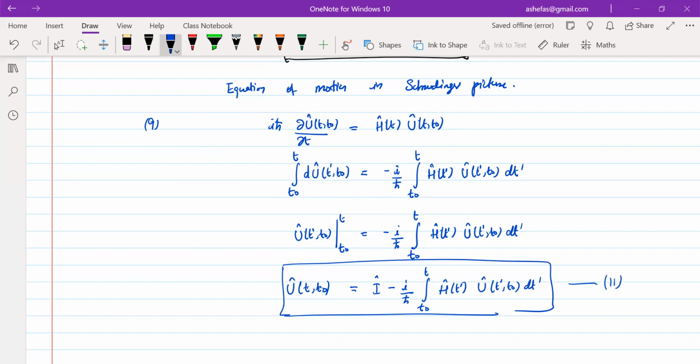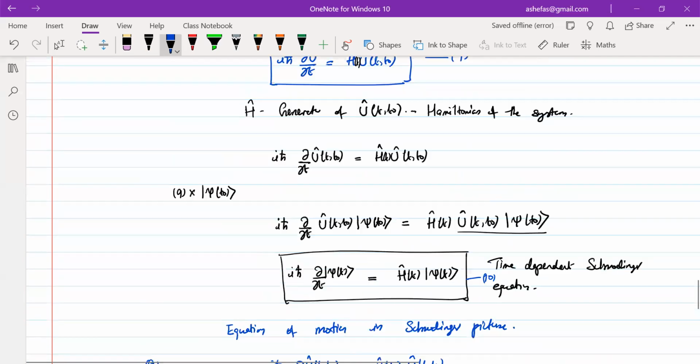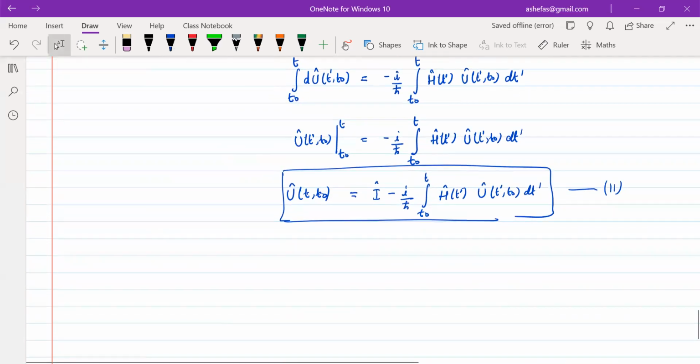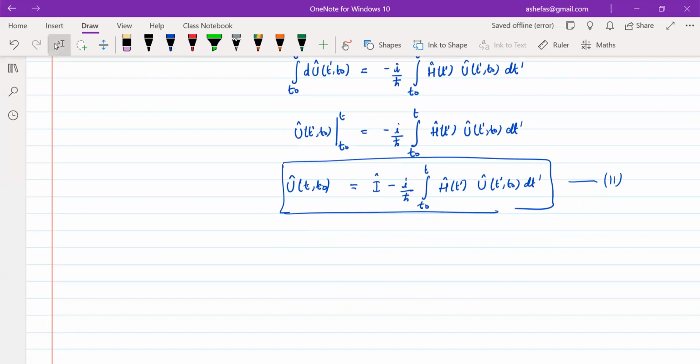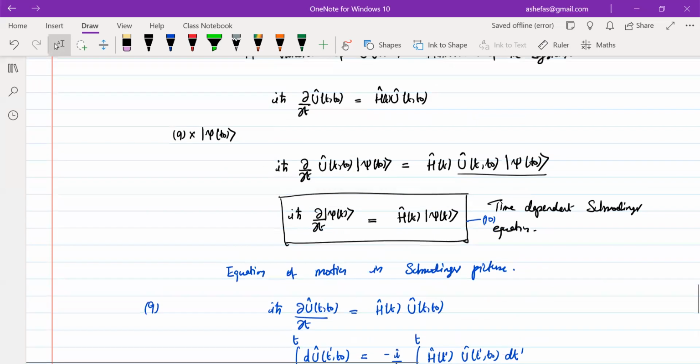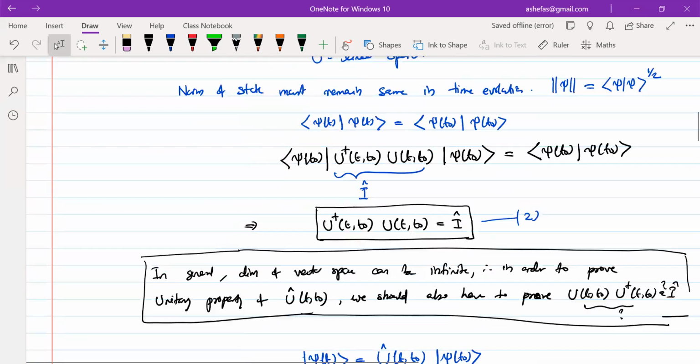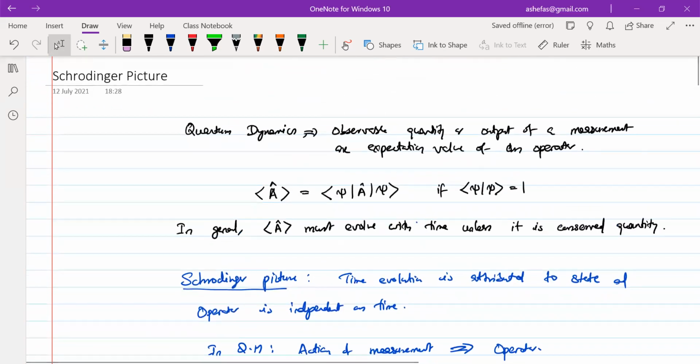So we have an integral equation for the unitary operator and the differential equation for the unitary operator. Now remember, this equation number 11 is not the solution, because on the right side again we have U. So this is an integral equation. But it is possible to find the approximate form of the unitary operator by using equation number 11. So that's all about the first part of the Schrodinger picture. We have some more discussion about the Schrodinger picture in the next lecture.